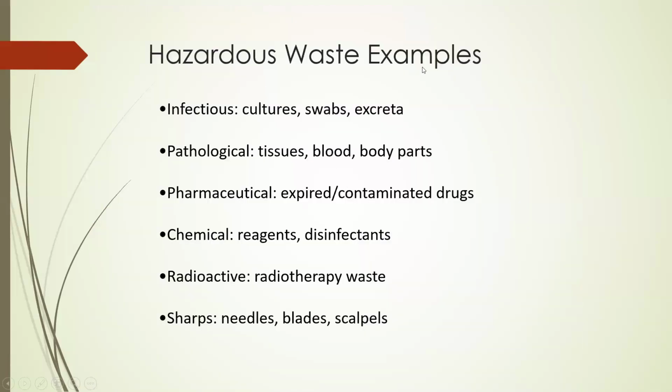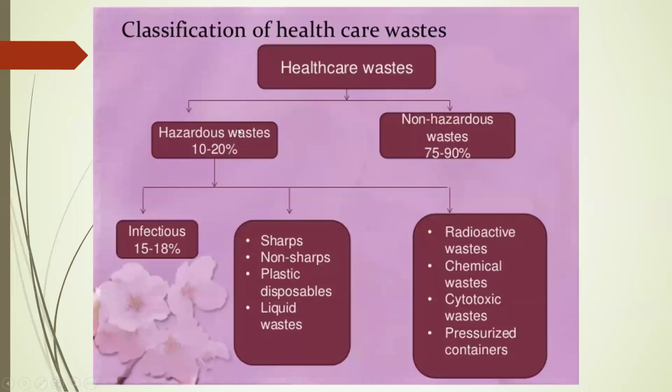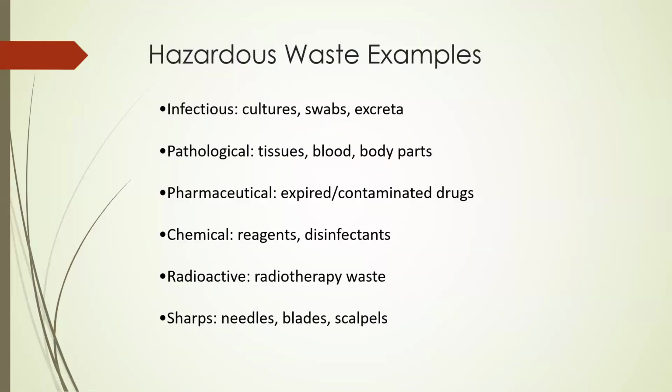Hazardous waste examples. I already explained these hazardous waste examples in this classification. I'll just explain the terms. Infectious, which includes cultures, swabs, excreta; pathological, tissues, body parts, blood; pharmaceuticals, expired and contaminated drugs; chemicals, reagents, and disinfectants; radioactive therapy waste; sharps include materials like needles, blades, and scalpels.